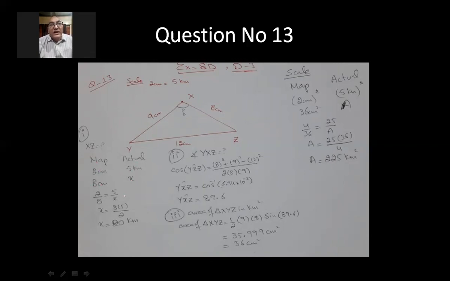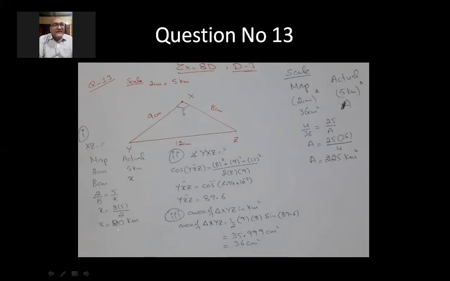So 2 divided by 8 equals 5 divided by x. So x will be equal to 5 multiplied by 8 divided by 2, and that will be 20 kilometers. So the XZ, which is represented on the map with 8 centimeter, in actual it is 20 kilometer.